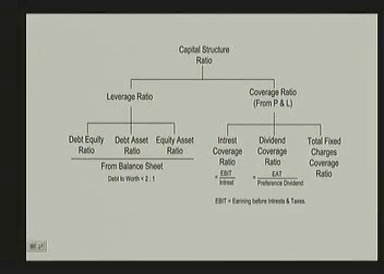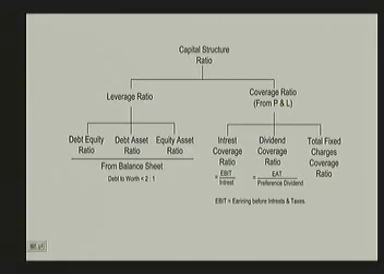Now, here also there could be two types of broad ratios under capital structure ratios. You have leverage ratios and you have coverage ratios. Now, these leverage ratios are calculated from the balance sheet, while the coverage ratios are calculated from the profit and loss account. Different types of leverage ratios are debt equity ratio, debt to asset ratio, equity asset ratio. Now, the ideal as far as a construction company is concerned, the debt to worth ratio must be less than 2:1. That is what the experts recommend.